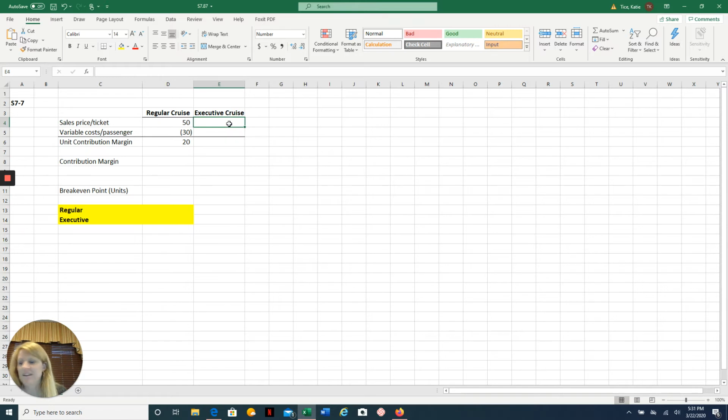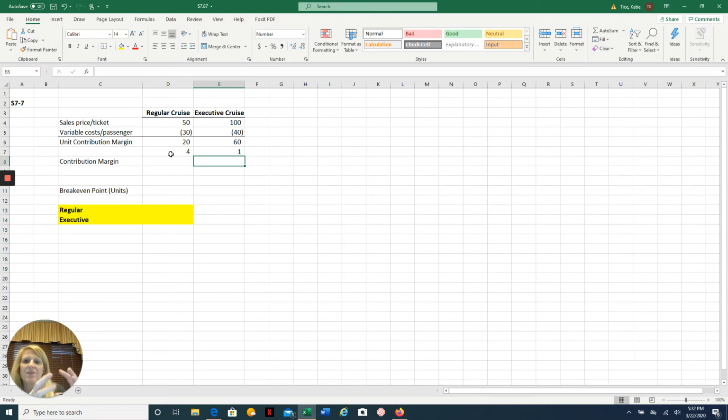For the executive cruise, the price per ticket is 100. The variable cost per unit is 40. So that means the unit contribution margin is 60. Now, in these problems, we then have to take into account how many units of each product the company is selling. So in this problem, it tells us that we expect to sell 4 regular cruises for every 1 executive cruise.